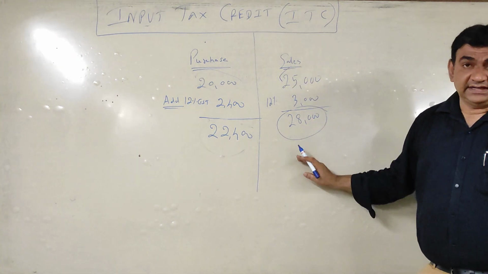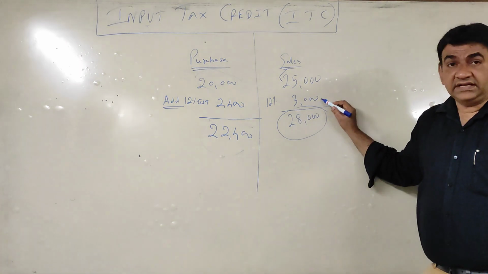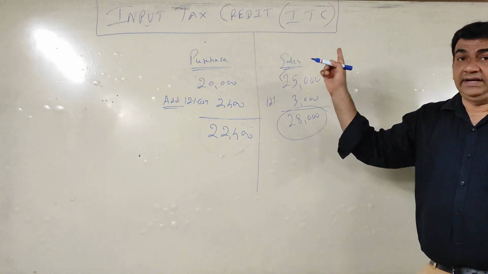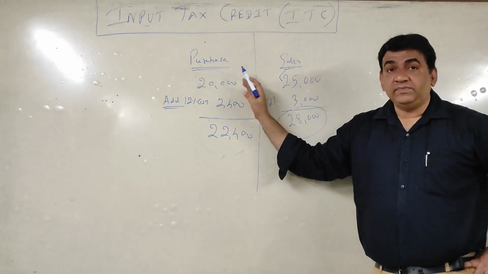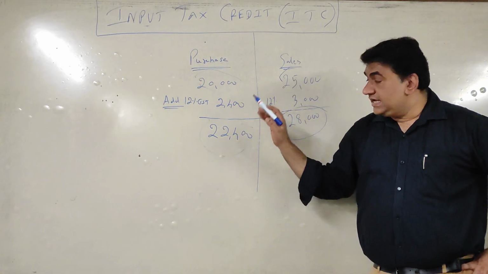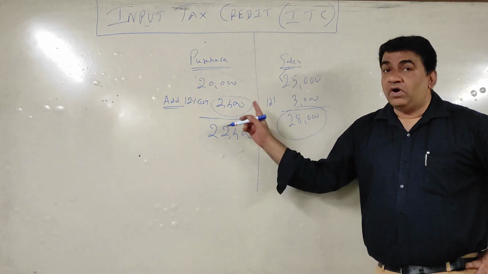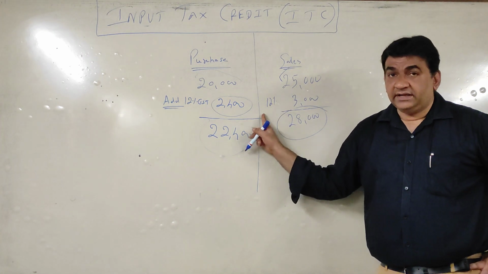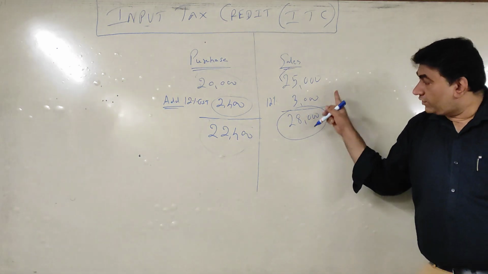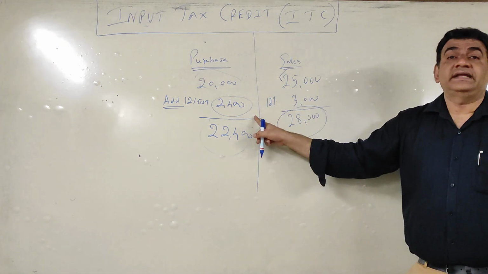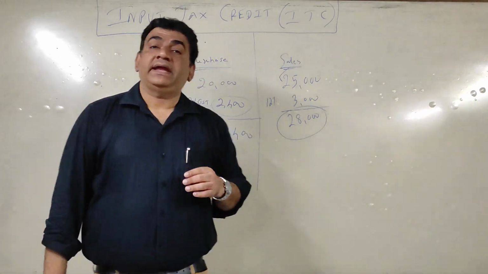Now what will happen? On this collection of 28,000, 25,000 he will retain. This 3,000, now understand this very carefully. This 3,000 he will deposit to the government. But this is the same goods what I purchased. Here already you have paid 2,400. So now you will not deposit 3,000. From this 3,000 you will deduct 2,400 and the balance 600 you will pay to the government.